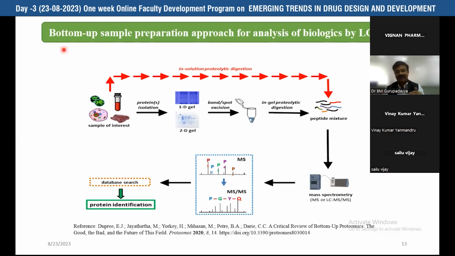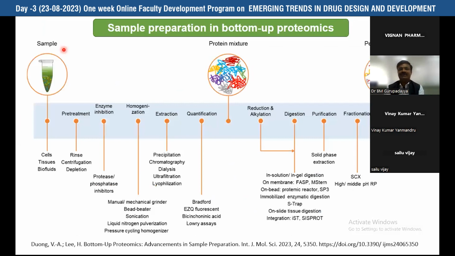Bottom-up means they directly take the sample and move on to the separation of the individual constituents into short chain amino acids, followed by identification using LCMS only. So this is called a bottom-up sample preparation approach. The bottom-up approach can be well understood in this particular sequence.